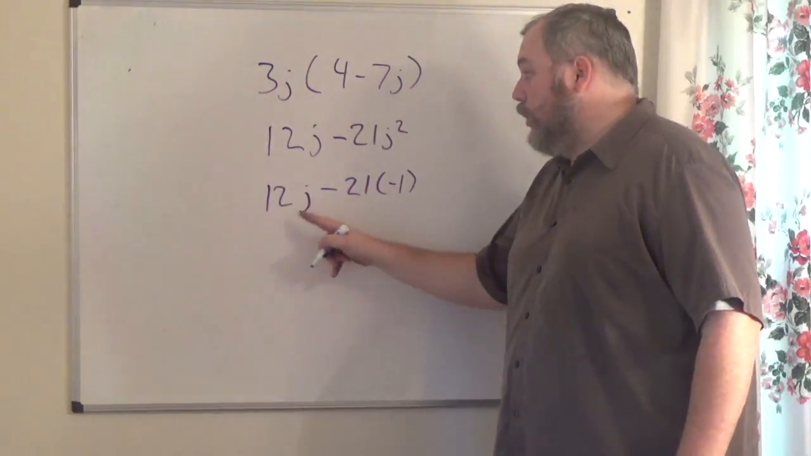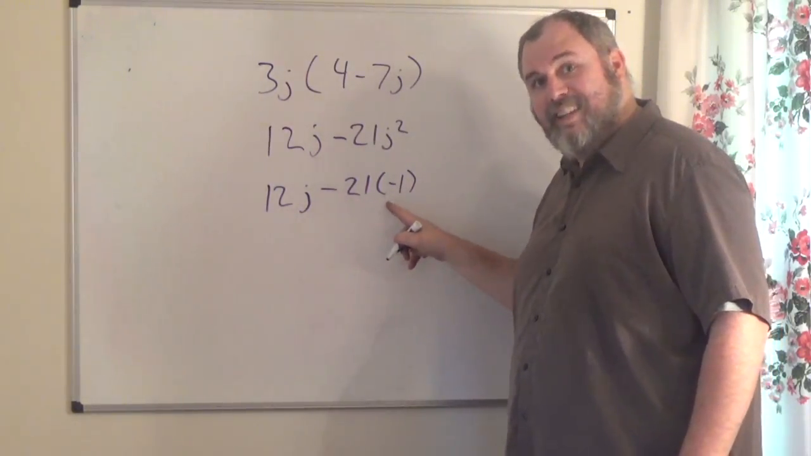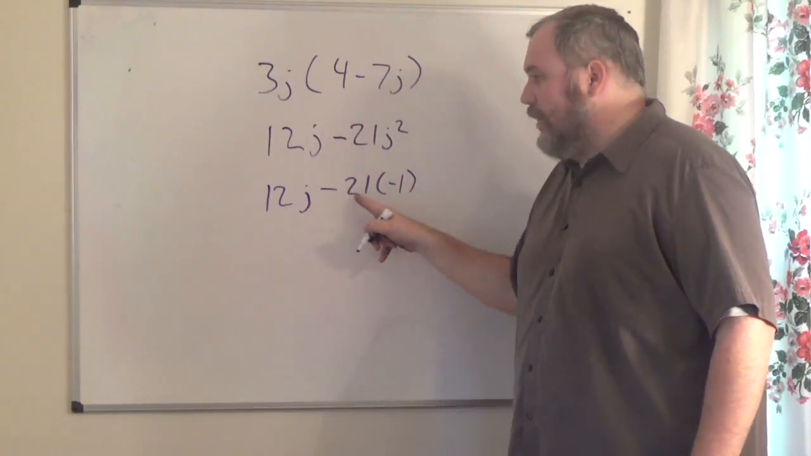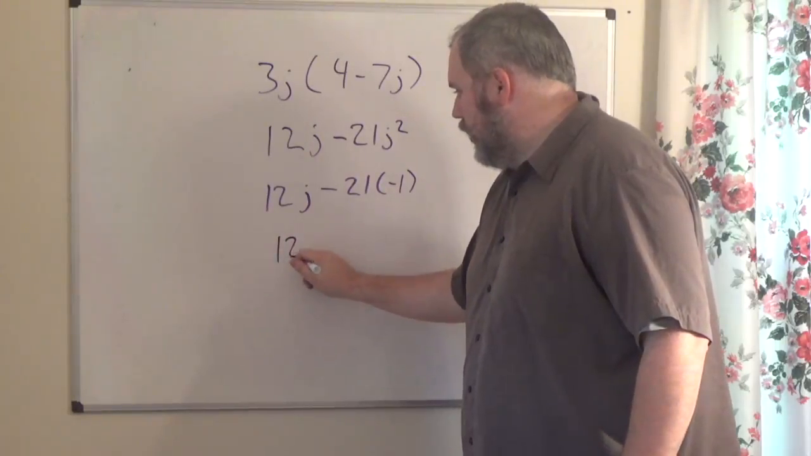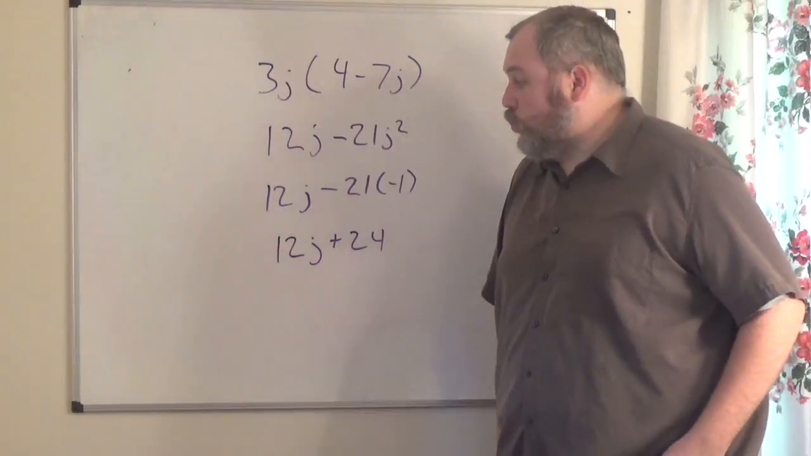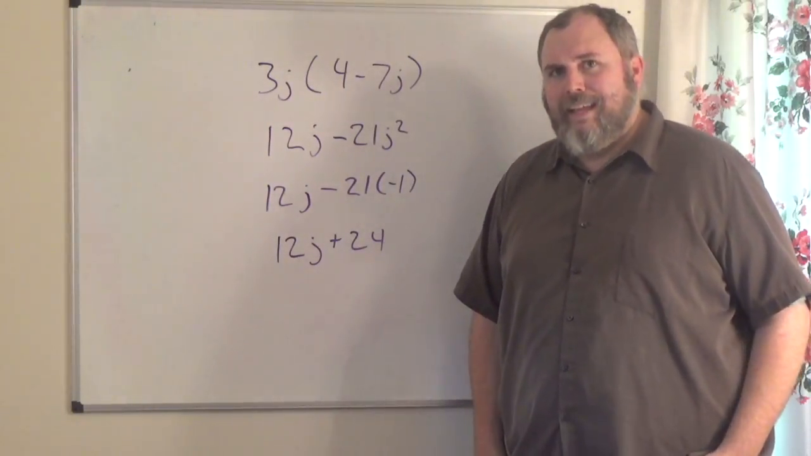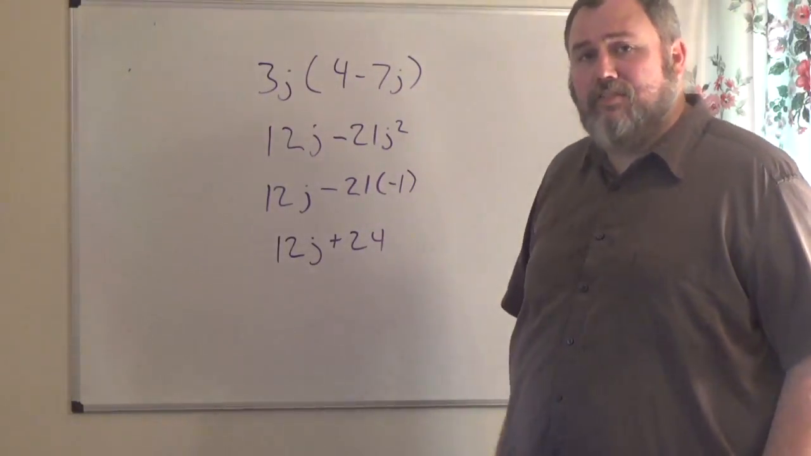All right, so 12j minus 21 times negative 1. Well, minus 21 times negative 1 happens to give me 12j plus 21. Now your instinct is probably saying, hey, I'm done, and technically this is correct.